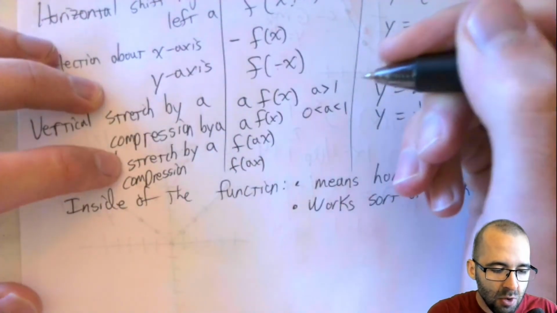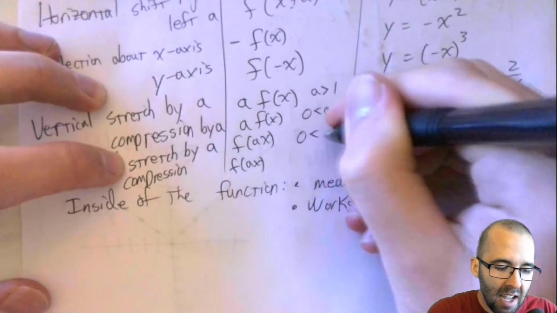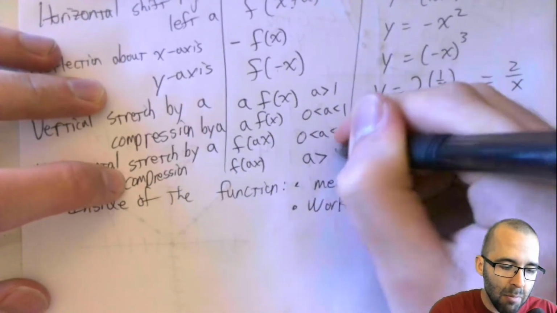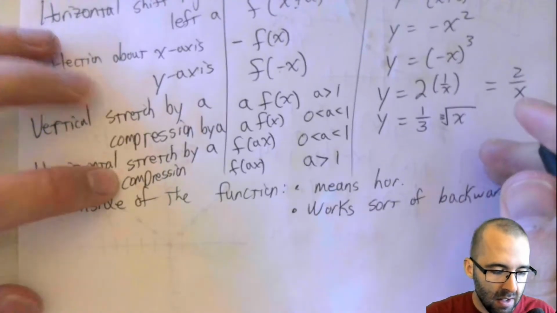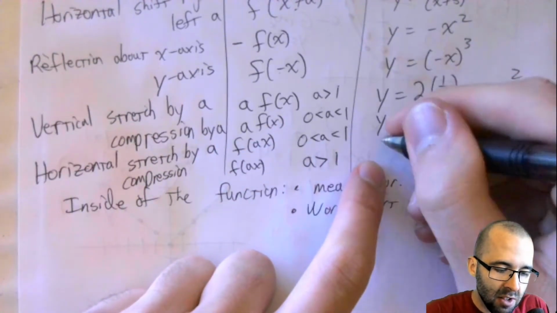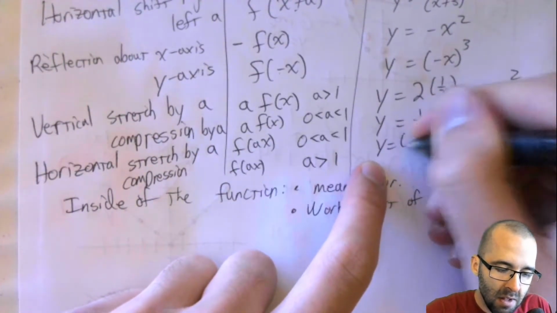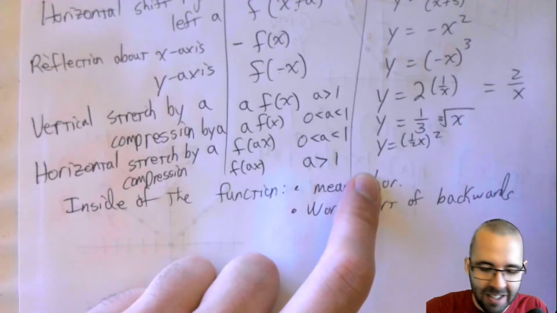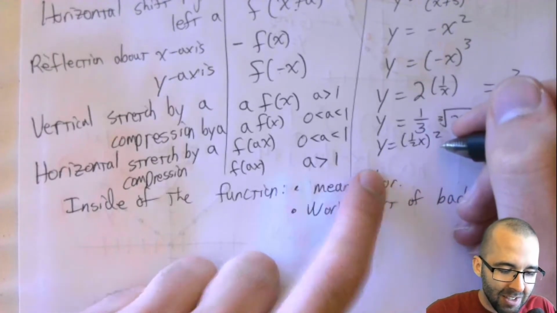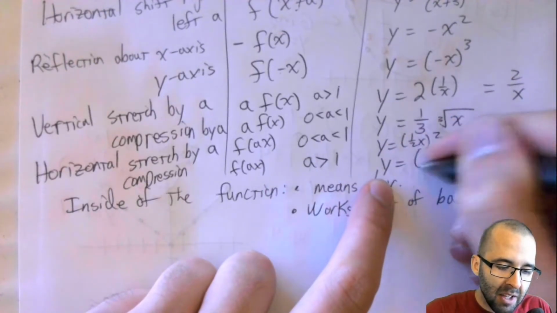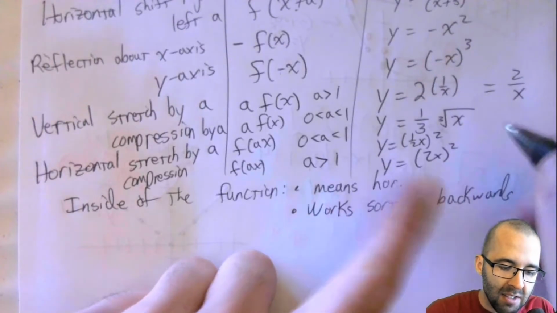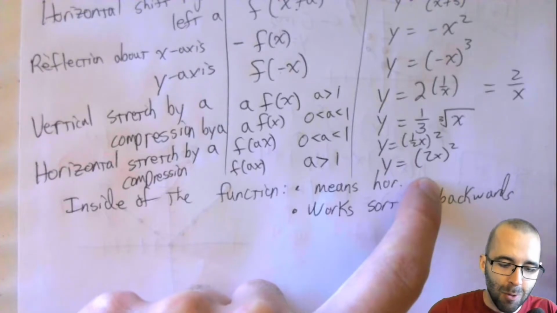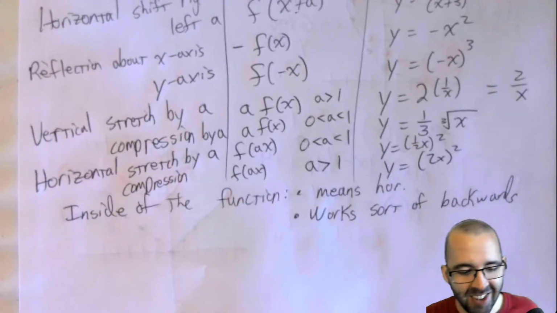The difference is that a stretch has to have a fraction, and a compression is going to be a bigger number. So a horizontal stretch could look something like y equals (1/2 x) squared, and a compression could be something like (2x) squared. We're running out of room here, I do apologize. That horizontally compresses it. Really watch out for these ones, okay, because they'll get you.